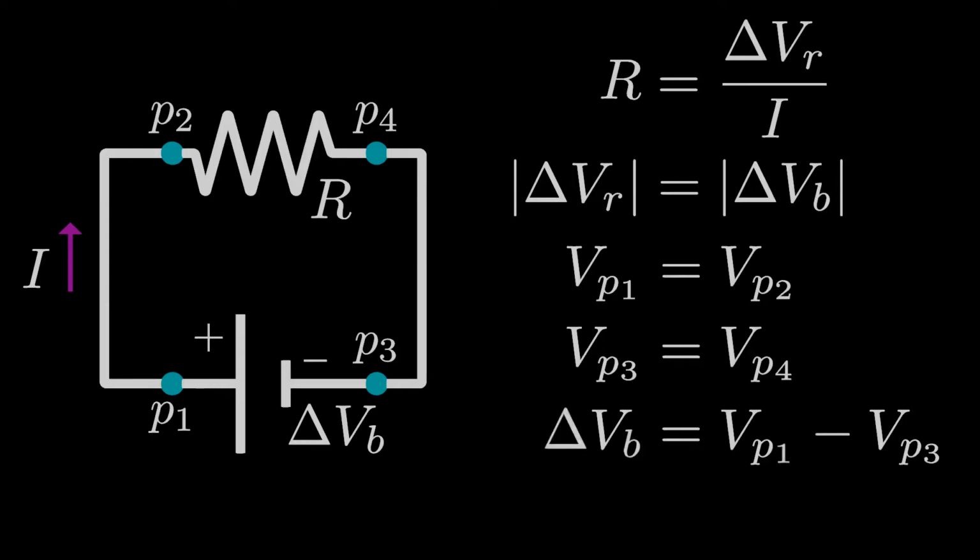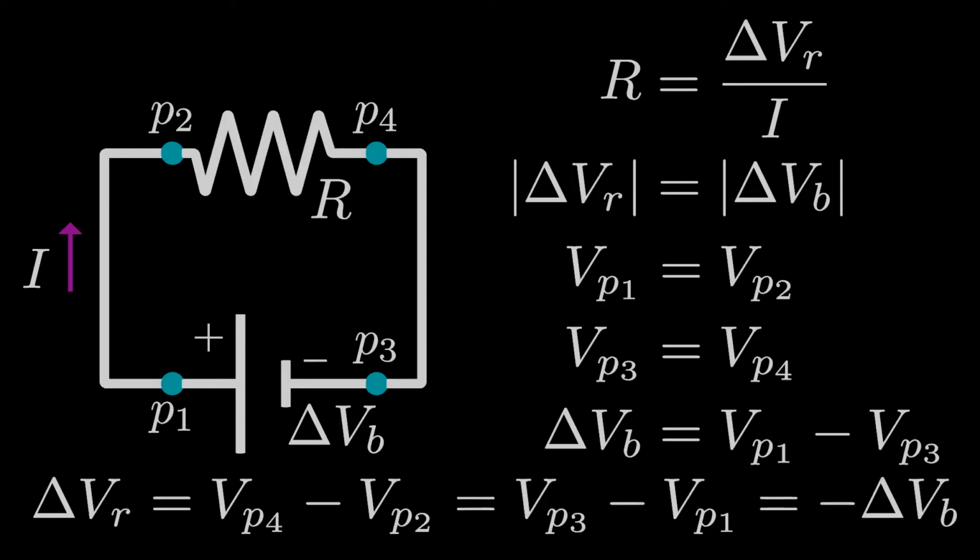The potential difference across the resistor, if we're thinking about the direction of the current or the movement of the positive charge, is just Vp4, the final potential, minus Vp2, the initial potential. Because of the equalities above, this is just Vp3 minus Vp1, or just the negative of the potential difference across the battery in the direction of the current.